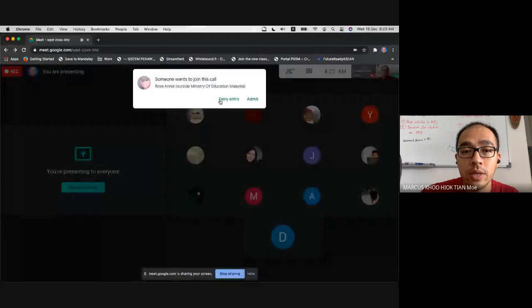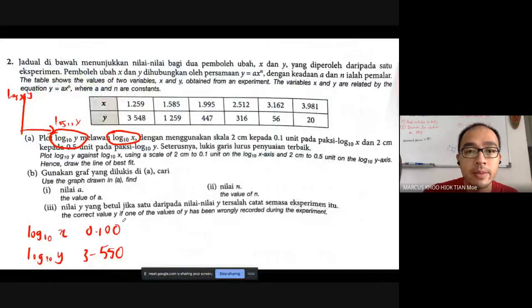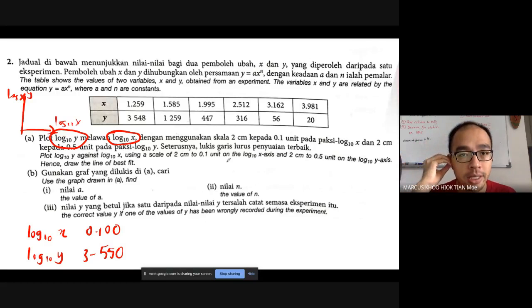Then you do the same steps. You do the same steps for all this jadual, log 10x, and so on, and then after, when you want to draw the graph, then you do this. Yeah, it's going to take some time, but I actually just wanted to discuss the question.